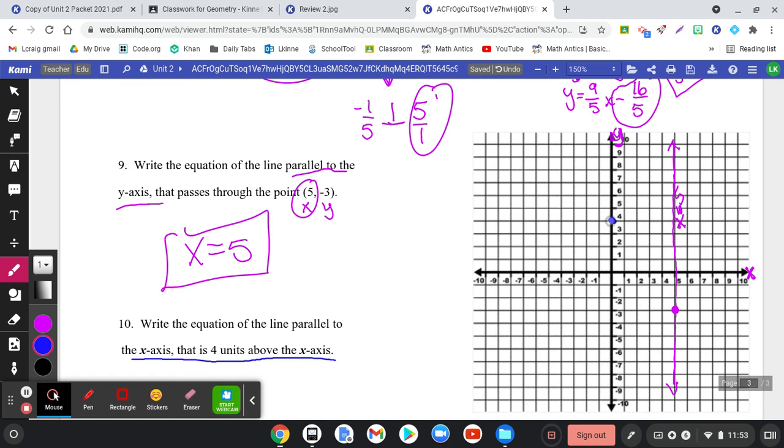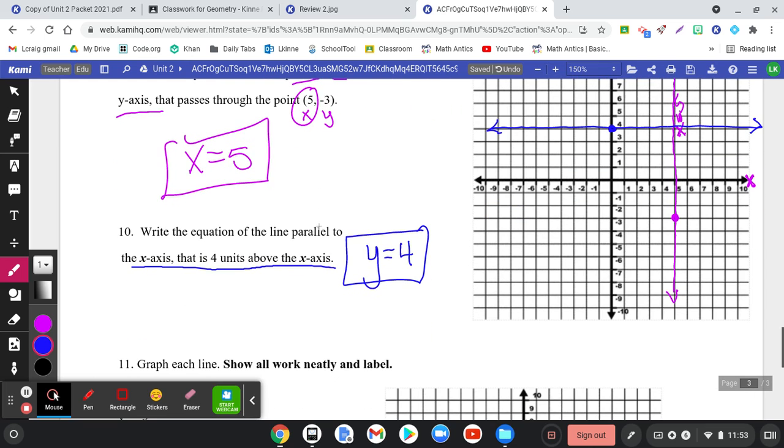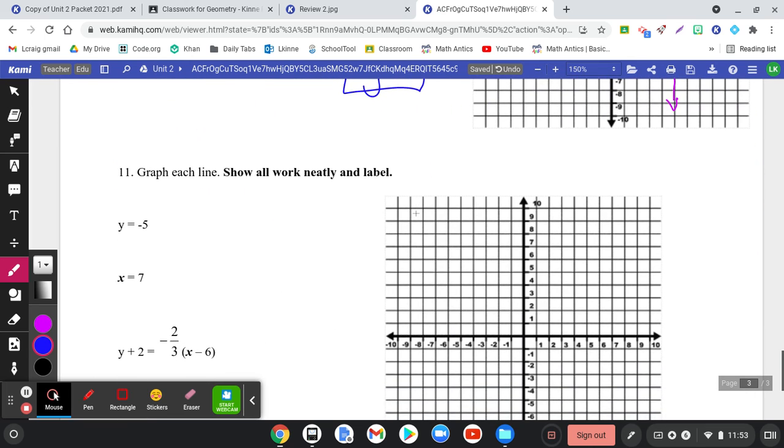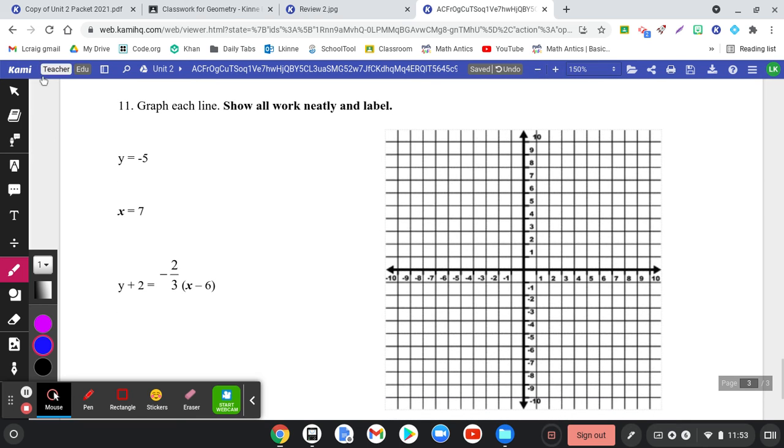All right, well, here's 4 units above. If it's parallel to the x, it's never going to cross the x. It only crosses the y at 4. So your equation is y equals 4. All right, so just with those, if it's vertical or horizontal and doesn't cross one of those, it just means it's not in the equation.